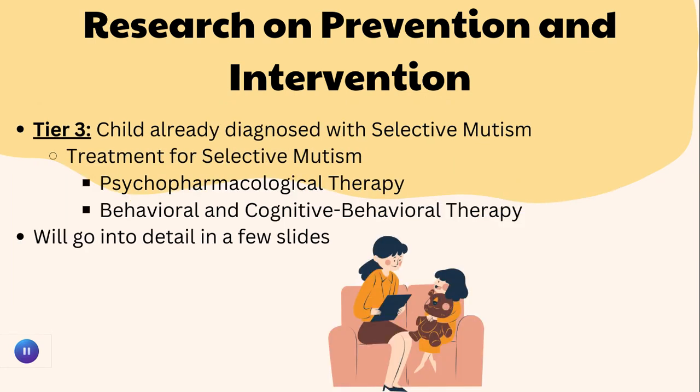So lastly is tier three. In this one, the child has already been diagnosed with selective mutism, and the intervention is just treatment for selective mutism. Some examples that the authors give are psychopharmacological therapy and behavioral and cognitive behavior therapy. But we'll get into more details about other therapy options.